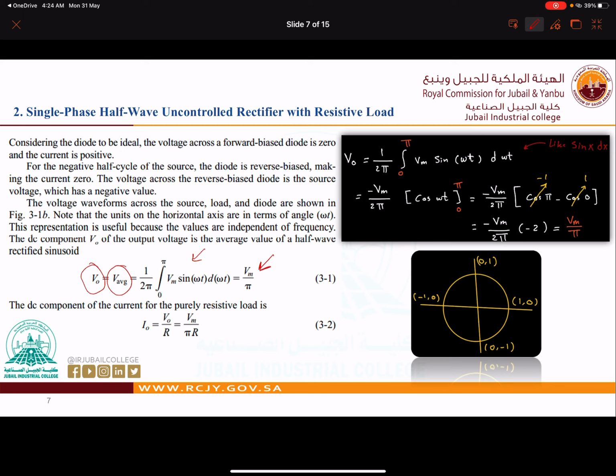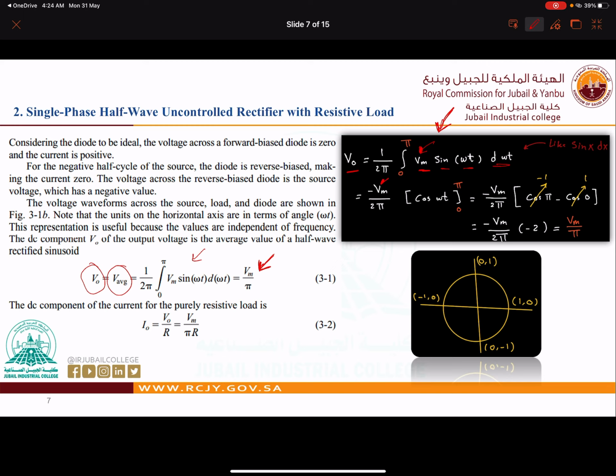That's it. Okay. If you need to see how we got V maximum over pi, you can refer to the explanation here, the derivation of the equation, and I'm going to explain very fast. Now this is our V out: 1 over 2 pi, integration from 0 to pi, V maximum sine omega t, d omega t. Now, we know that this is a scalar part, which is a number.